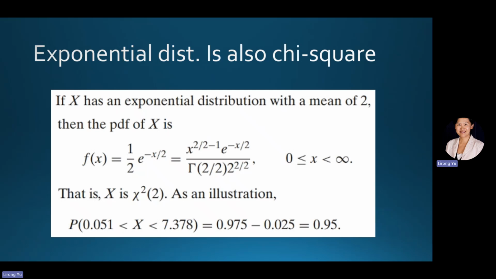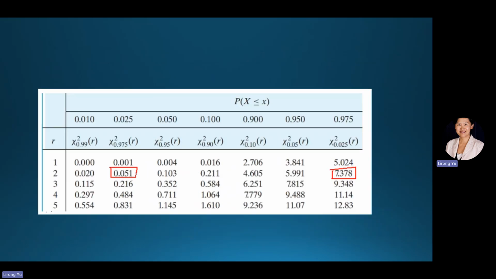So the chi-square distribution already has so many tables to go with it. Whenever we can use a table to answer the question, it's quicker than doing extensive calculation or integration. So if you have a question about an exponential distribution with mean 2, say you want to calculate the probability of x between two numbers, all you have to do is go back to the chi-square distribution table, find those two numbers, and you'll see your probability.